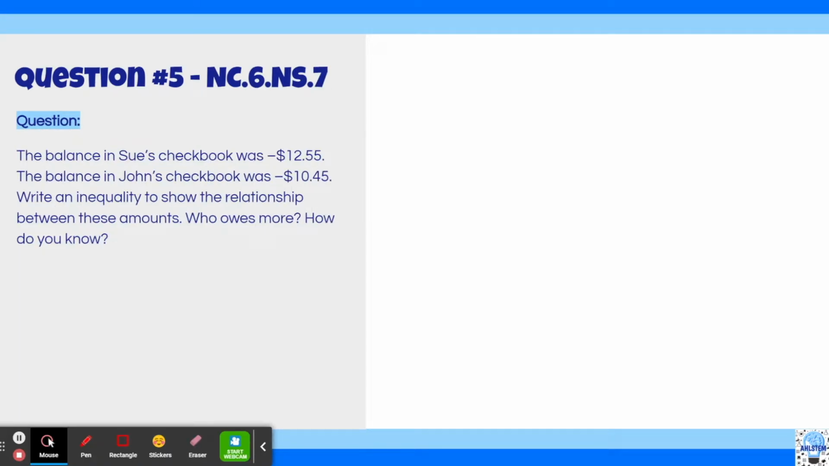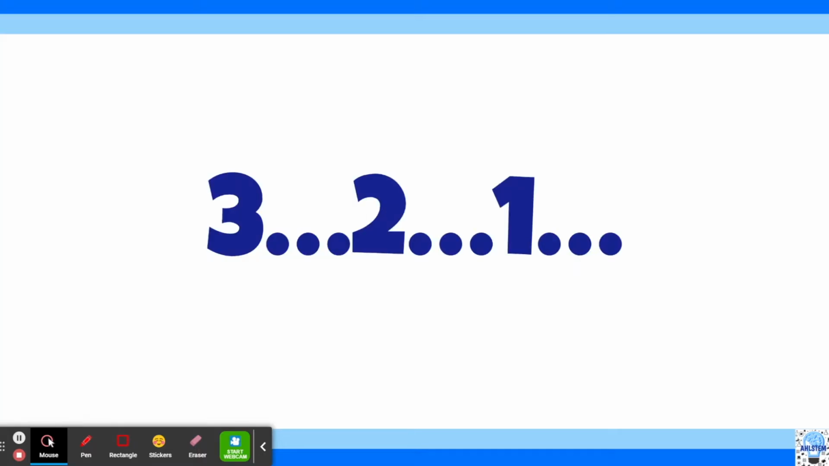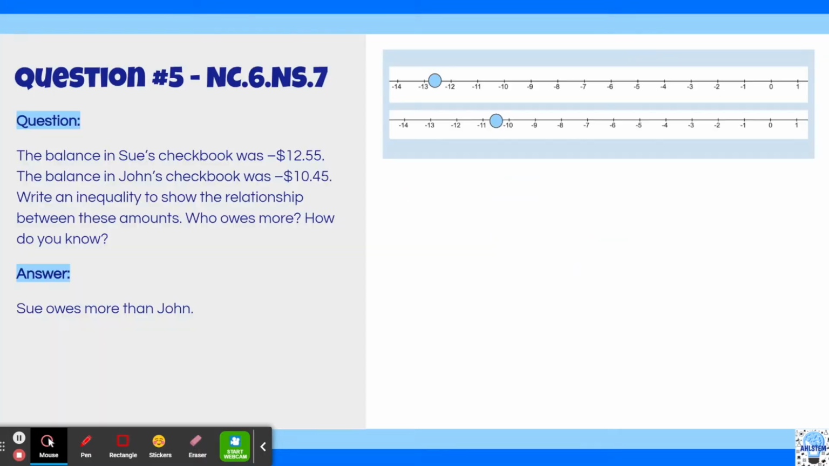The balance in Sue's checkbook was negative $12.56, and the balance in John's checkbook was negative $10.45. Write an inequality to show the relationship between these amounts. Who owes more? How do you know? Pause now and solve this problem. In a few seconds, we'll check our answers. Ready? 3, 2, 1. Sue owes more than John, and I will verbally say how I know.